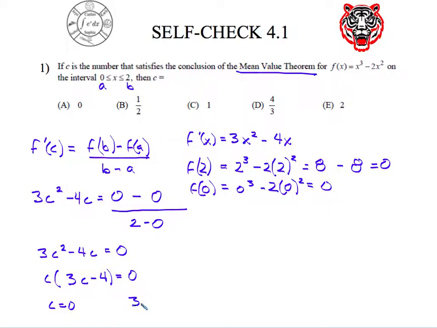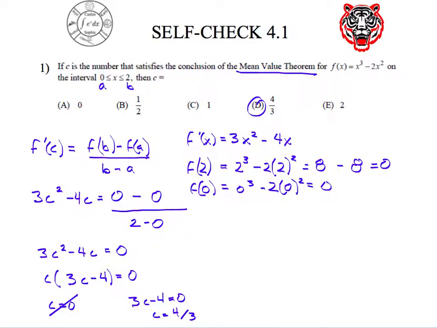Then factoring the right one, you get 3c minus 4 is equal to 0, using the zero product property. Adding the 4 to both sides, divided by 3, you get c is equal to 4/3, and there it is, 4/3. Again, it can't be 0 because that is an endpoint, so don't worry about that one.